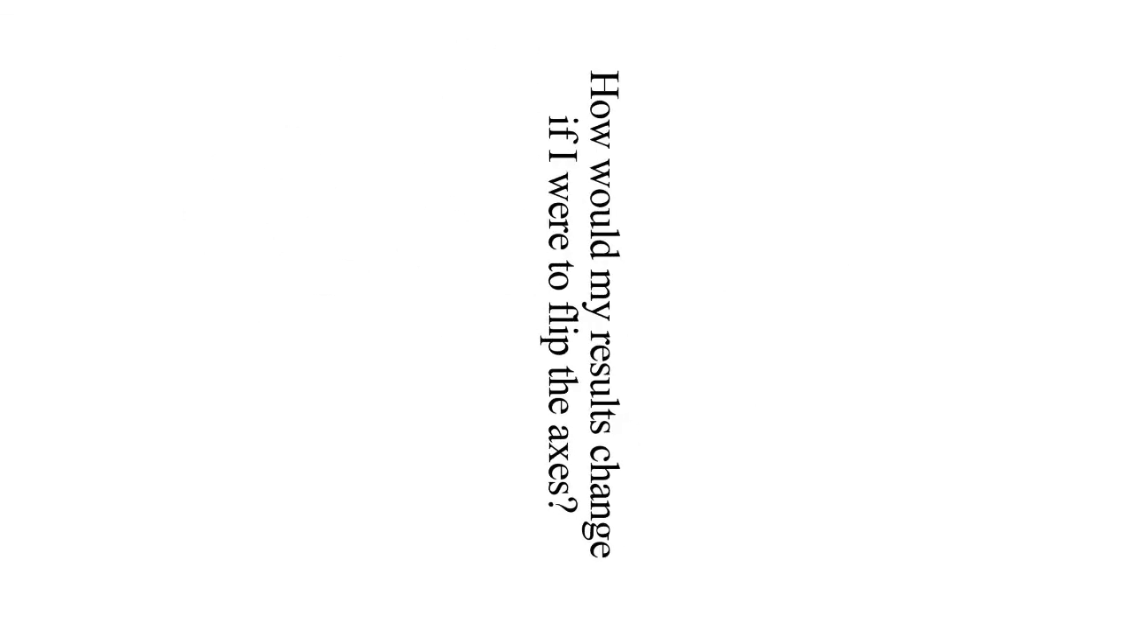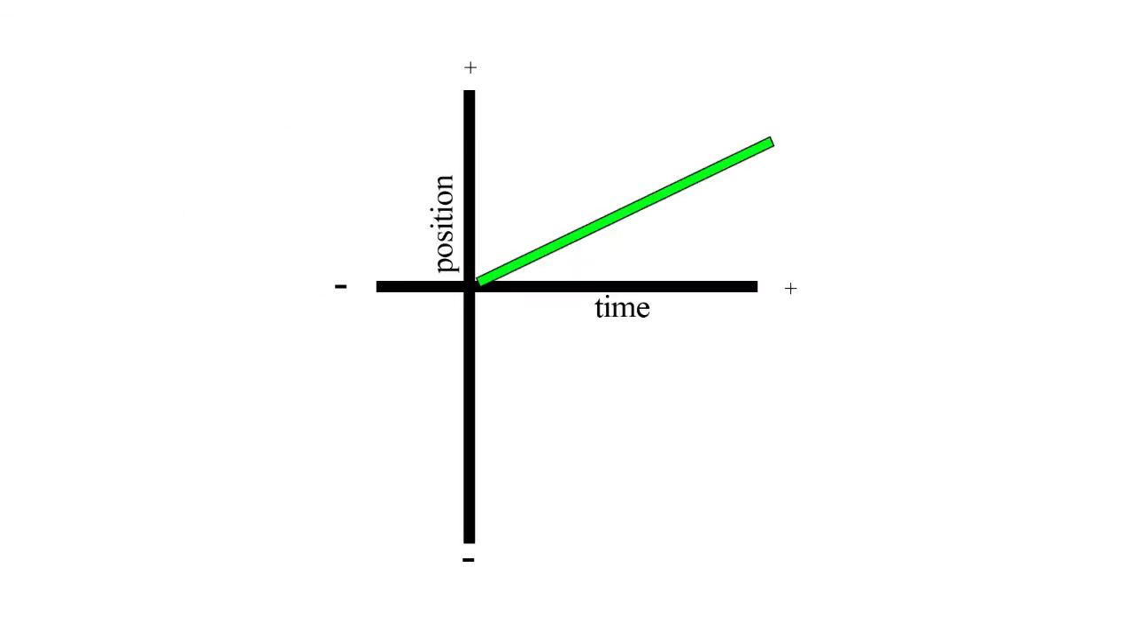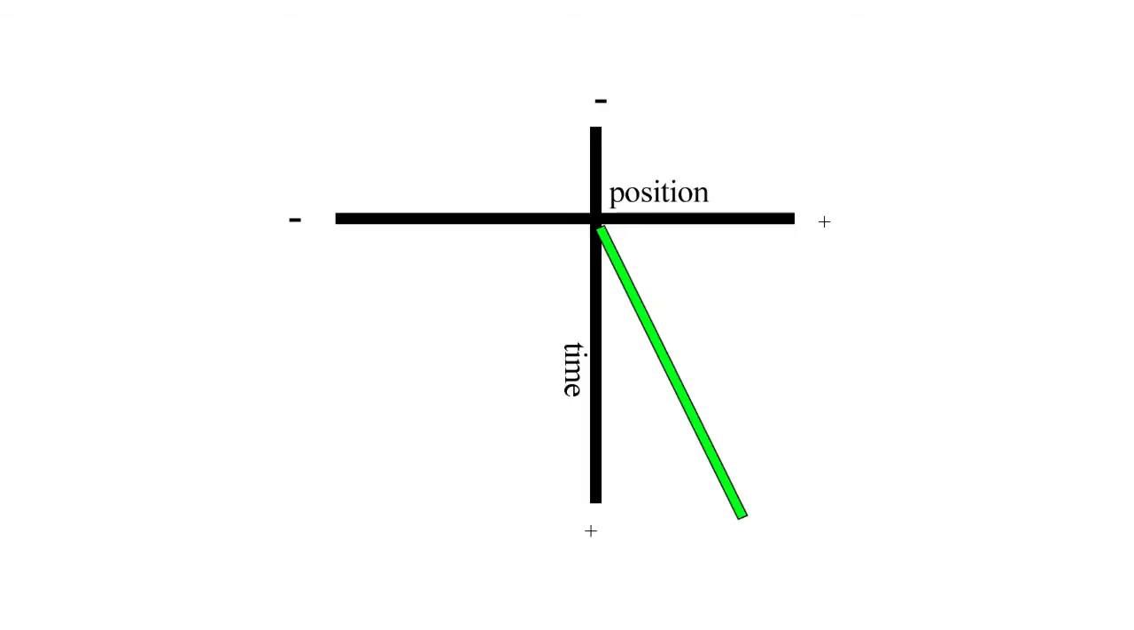How would my results change if I were to flip the axes? Here is a simplified model of my graph which shows the position versus time of my peanut butter jar. Notice that the time and position both move in a positive direction. If I flip my graph 90 degrees, the data hasn't changed. The representation looks different, but the time and position are still in the positive direction, as denoted by the plus signs.